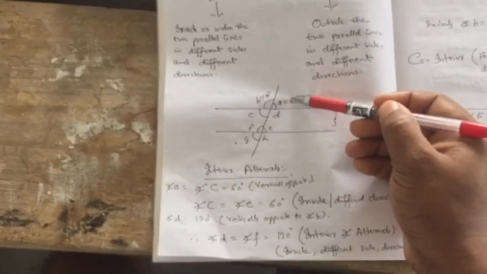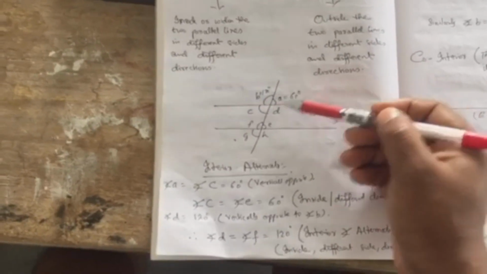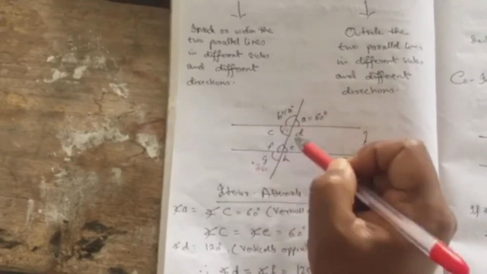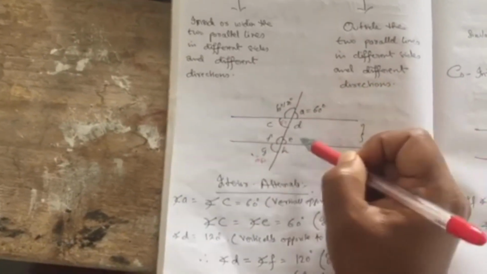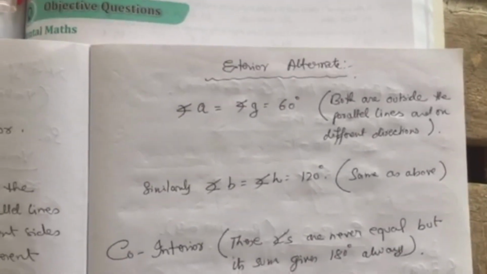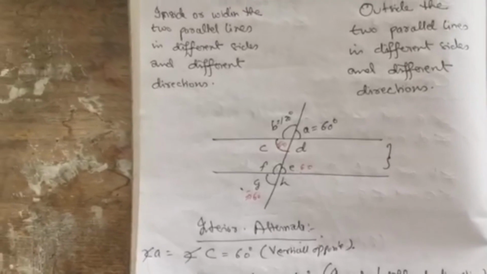To help you understand, I have done something out here. Children, you can see it. Hope it is clear. If A is 60 degrees, then according to alternate, G is also 60 degrees. This will also be 60 degrees. This is exterior alternate. Now if you see vertically, if A is 60, C is also 60. Vertically, if C is 60, then E is also 60. This is interior alternate. This way also it can be found out. I have done it here. Okay. So interior alternate as well as exterior alternate is solved here for this question.